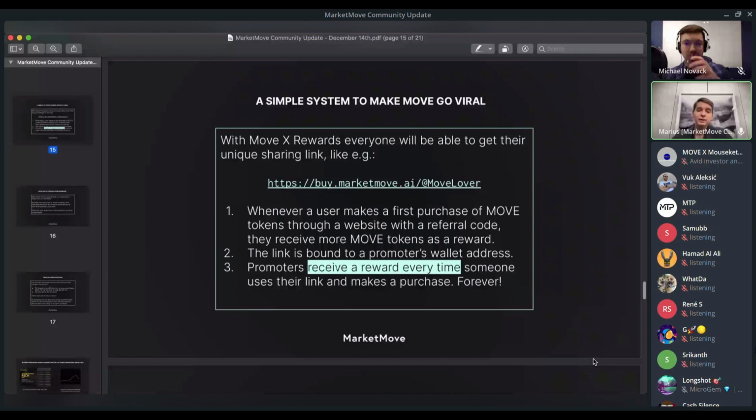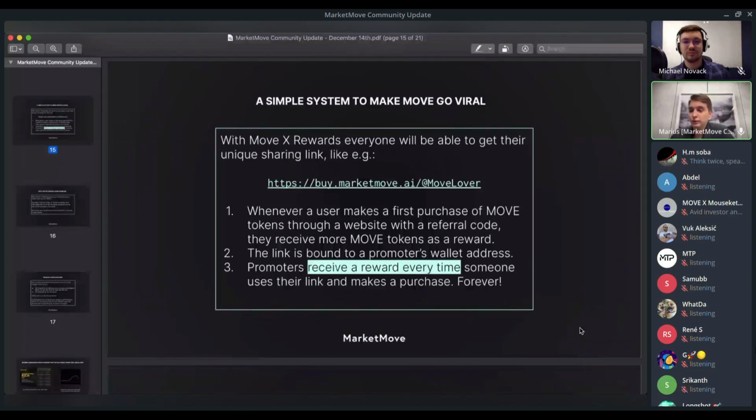So basically, everybody that wants to share the Move, the MarketMove platform and the token, will be able to have their own link. I'm sure you have seen this. This is like affiliate programs, reward programs. You have seen this in e-commerce, in software, pretty much all of the programs like this. You're going to have a link. Let's say, this is not final, but let's assume it's going to be MarketMove AI slash your own nickname, like let's say Move Lover. And here's how it's going to work.